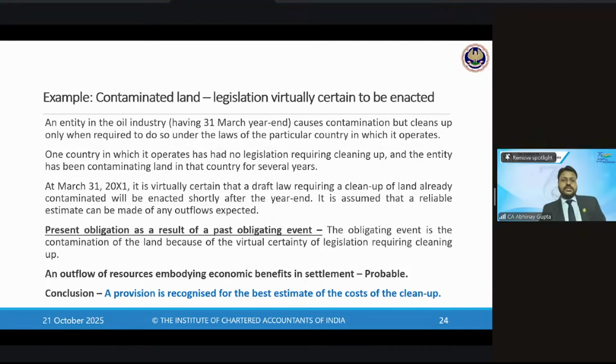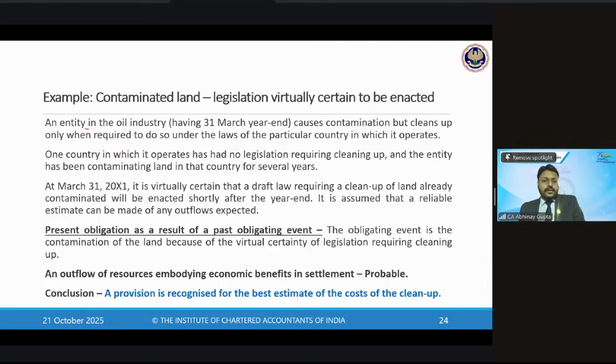These are the questions I have just brought in so that you get a flair of how to identify whether a particular situation is actually getting covered under Ind AS 37 or not, right? If I wouldn't have discussed the Ind AS 16 situation, then probably some of you might end up thinking about recording a provision in this case. Correct? Let's do this example.